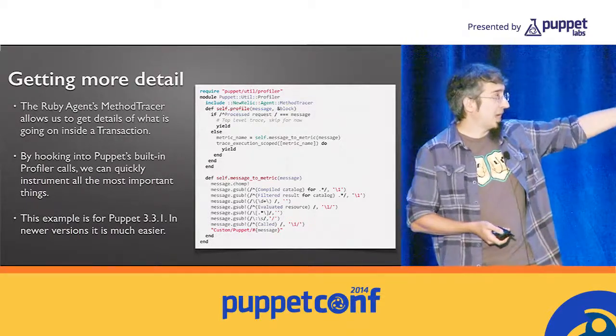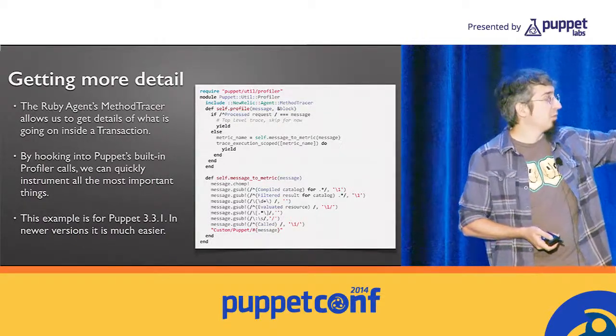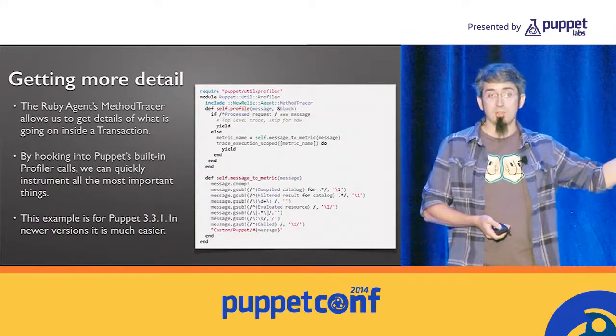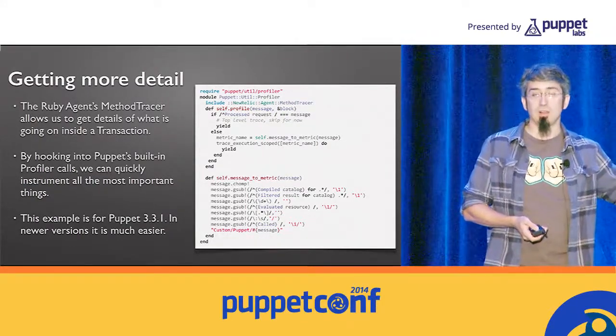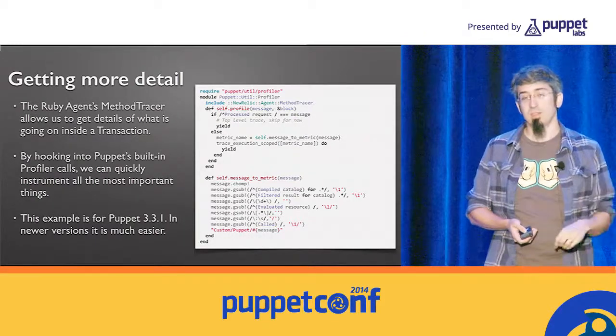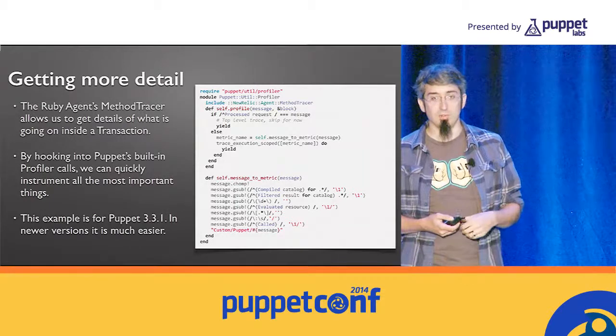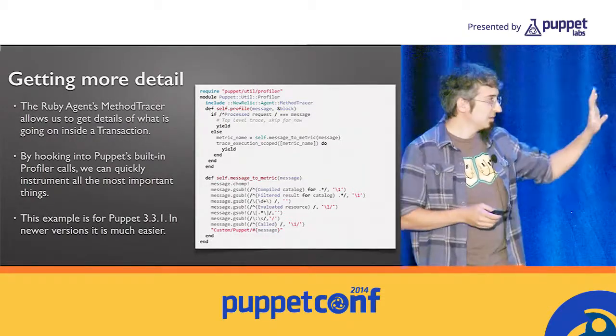This is a horrible hack because this is for Puppet 3.3.1. In the newer versions, you can just add additional profilers. In this version, I had to override the existing profiler, which probably is breaking something in the actual profiling tools, that I apologize for. But you get the general idea.